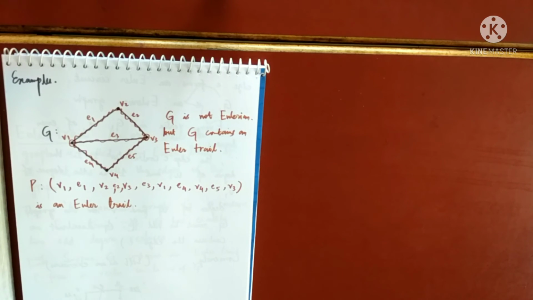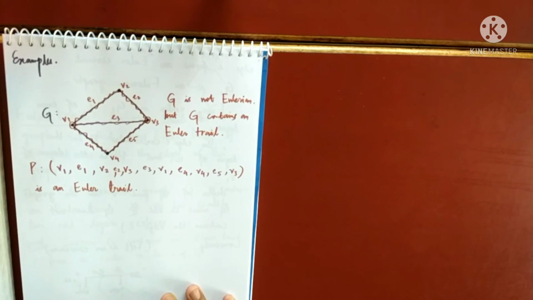So from an Euler trail, you can easily construct an Euler circuit by adding one edge to that. You check about the Königsberg bridge problem. You may check whether it contains an Euler trail or not, etc.